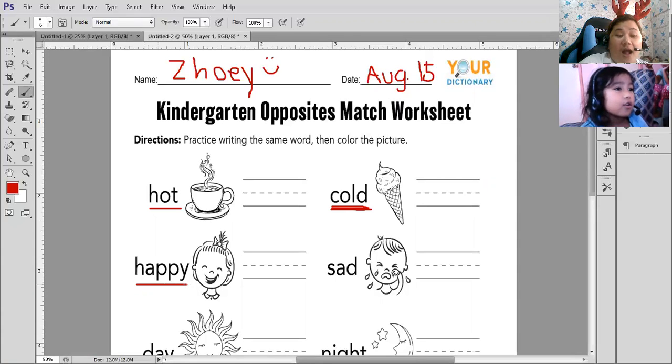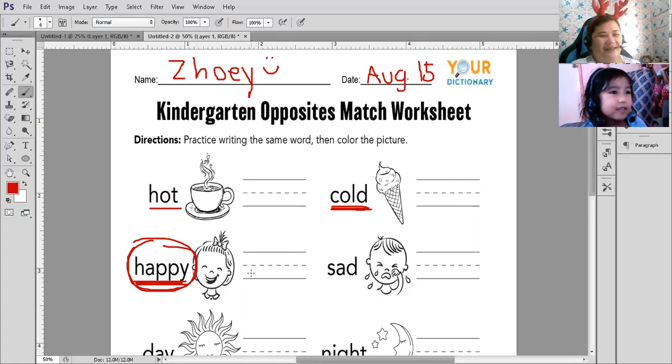A girl. Can you read this word first? A girl is laughing. Okay, how about this word? Can you read this word first? Yung sa coffee lang hindi i-read. Hindi ba natin i-read? Sabi mo kanina, hot coffee?